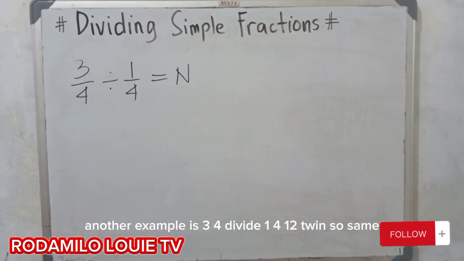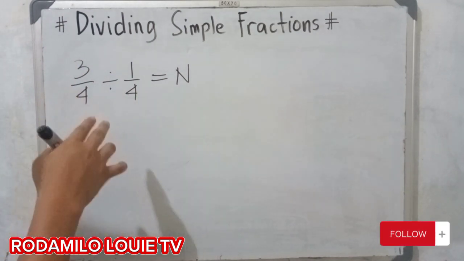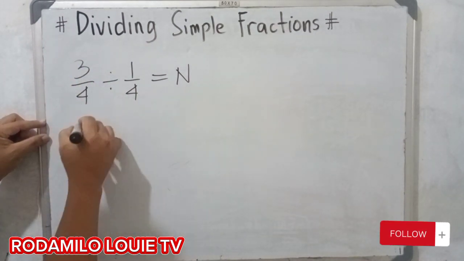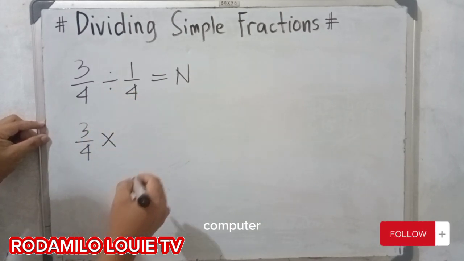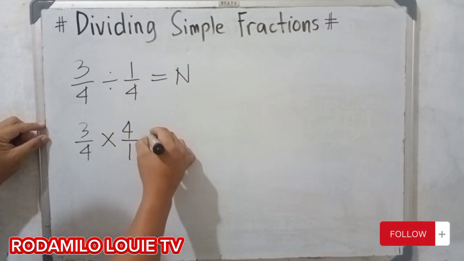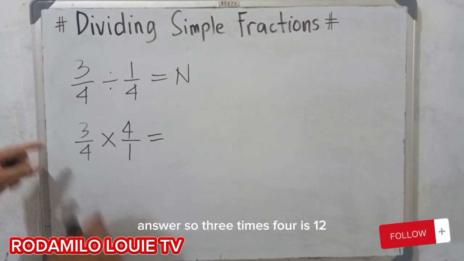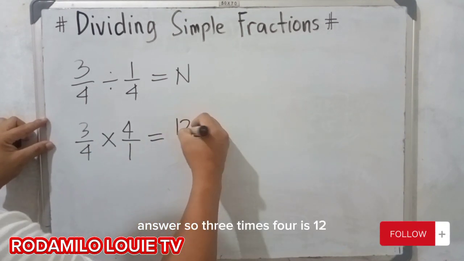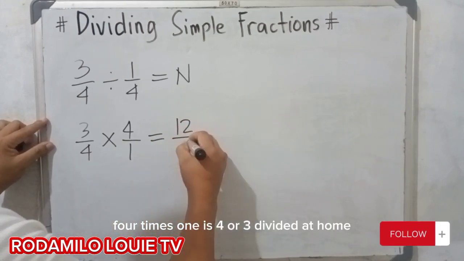Another example is 3/4 divide 1/4 is equal to n. So same lang yapon ang atong button. Atong pangitaw ng reciprocal sa atong divisor nga 1/4. So kapiyo na to 3/4 times 4 over 1. So proceed ta sa atong pag-answer. So 3 times 4 is 12. 4 times 1 is 4.